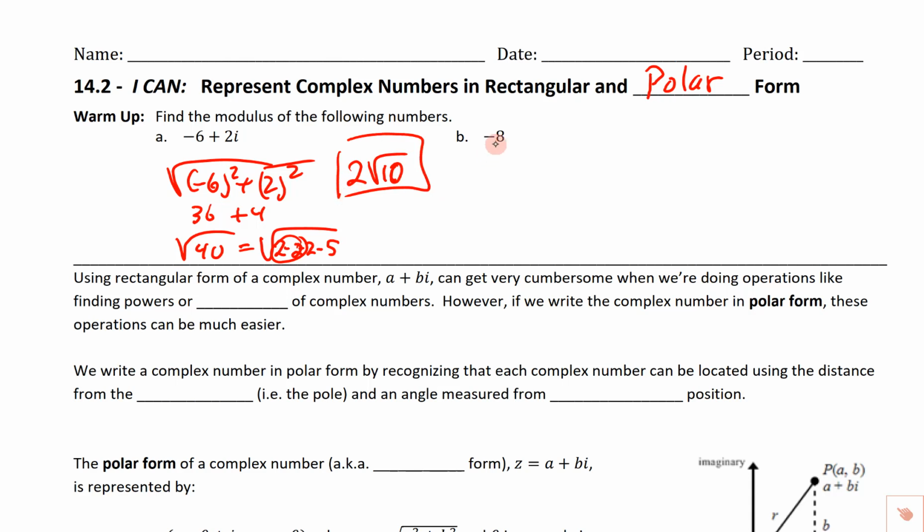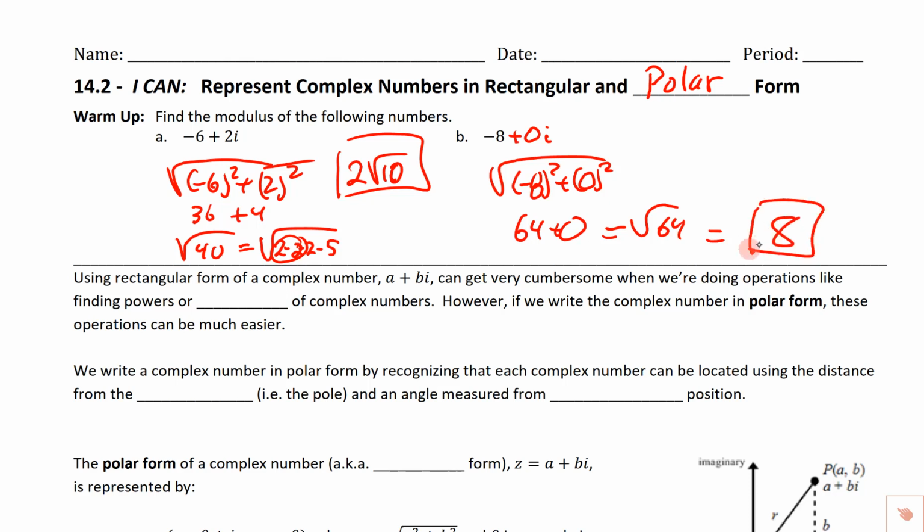And then this one, this is just a plain old -8. So let's find the modulus of that. Let's use the formula that we were talking about in the last section. I'm just going to put plus 0i here. The formula is we're going to take the real part and square that, and take the imaginary part and square that. So we end up with 64 plus a 0. So this is the square root of 64. So the answer on this is 8.